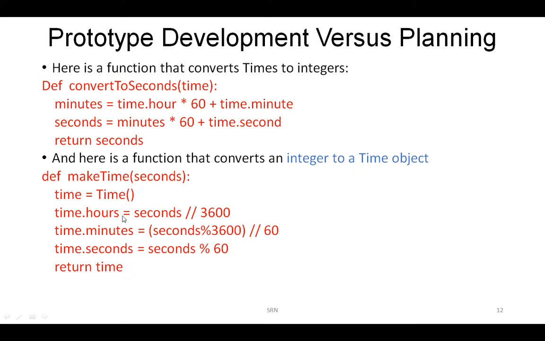So time dot hours is seconds divided by 3600. Now we have converted into hours. Now we are left with some minutes. Now time dot minutes is seconds mod 3600, then divided by 60. So this will convert the seconds to minutes. Then time dot seconds is seconds mod 60, which will give us the seconds. So you have the hour, minutes and seconds in this time object. Then return time. That is, it returns the object time.